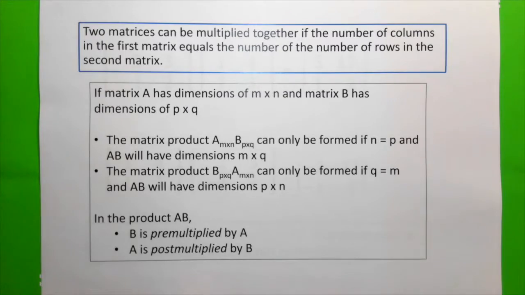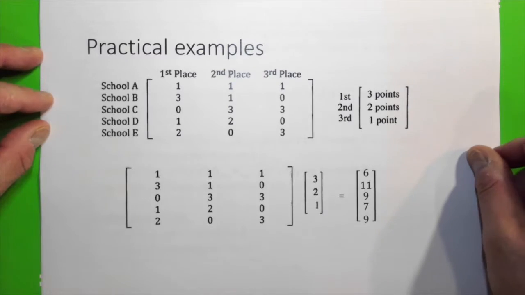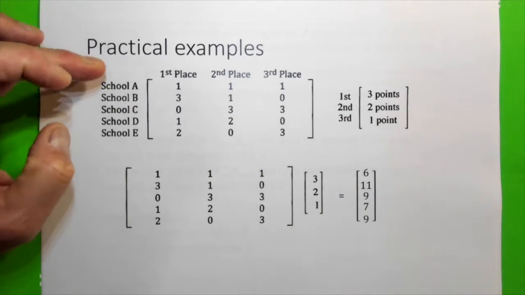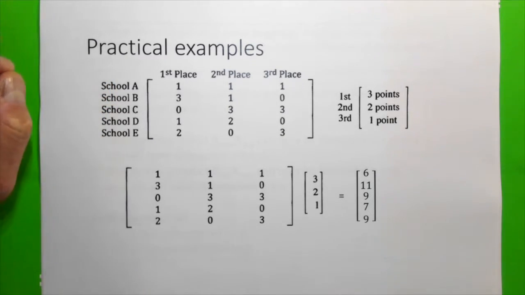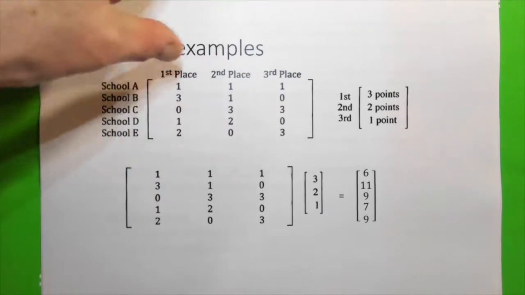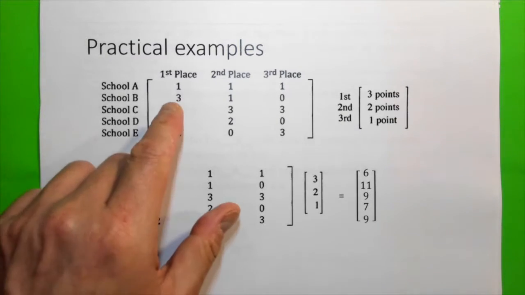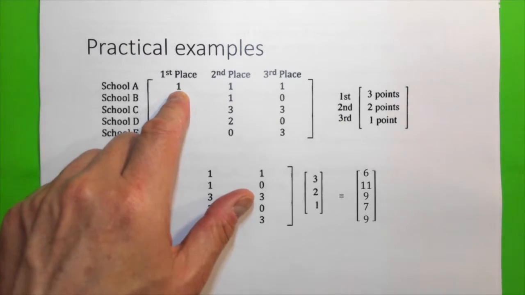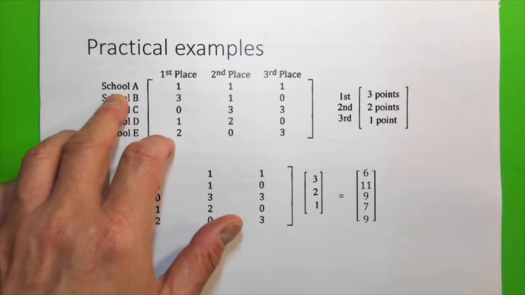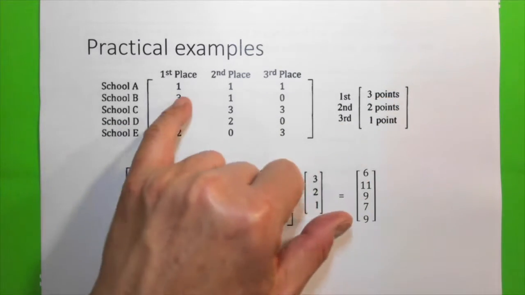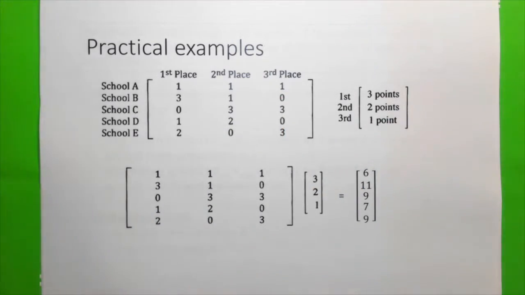Now, let's have a look at some practical example of a matrix. In this matrix, we were told that there are competitions between 5 schools. And these are the number of first place, second and third place each school actually gets in that competition. With the first place, 3 points is awarded to the school. So, school A will have 3 points, plus 2 points, plus 1 point, 6 points altogether.